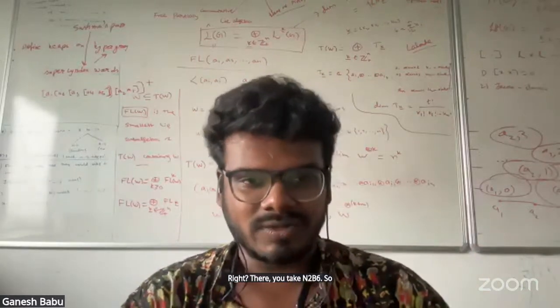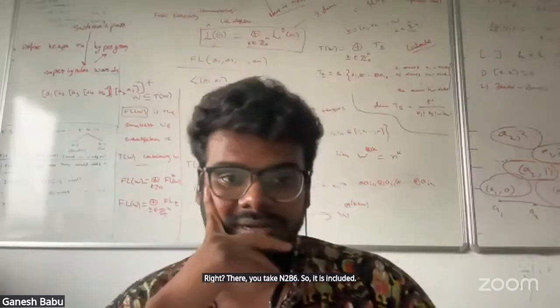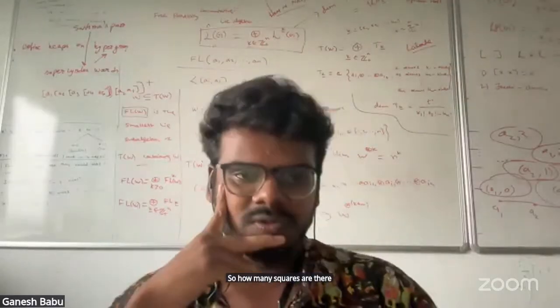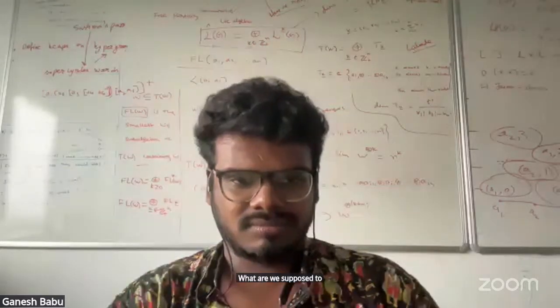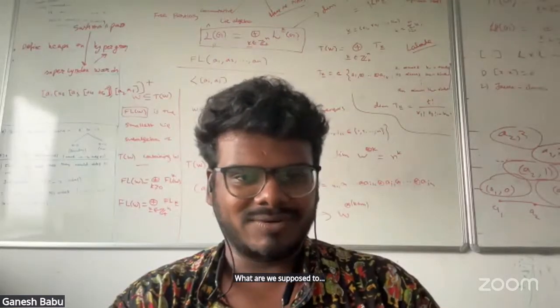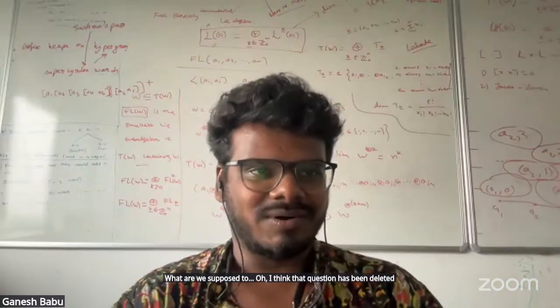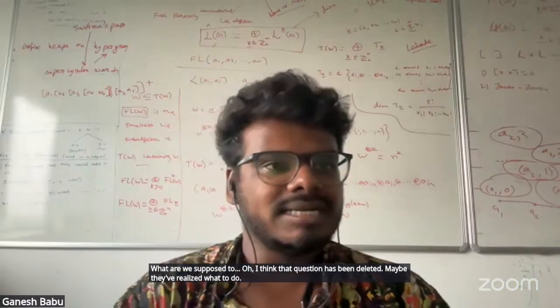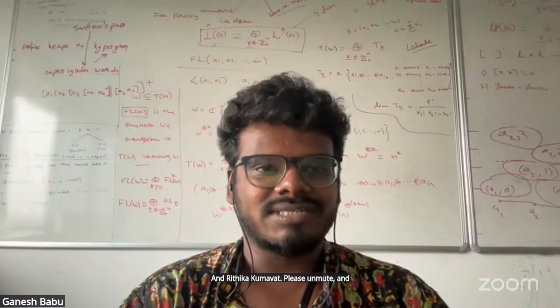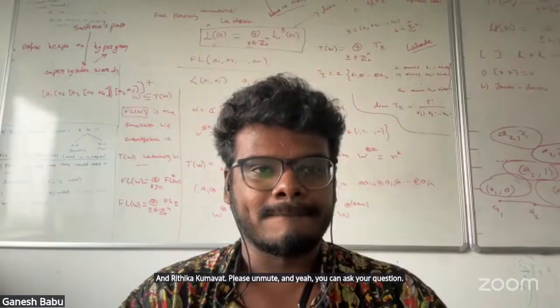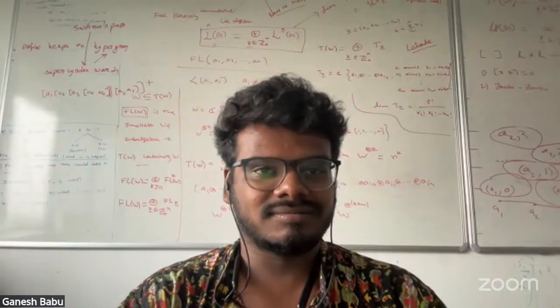So it is included. Next: how many squares are there on an 8x8 chessboard whose degree is 5? So they are asking what we are supposed to do. Oh, I think that question has been deleted. Maybe they've realized what to do. And Ritika Kumawat, please unmute and you can ask your question. They are raising their hand.